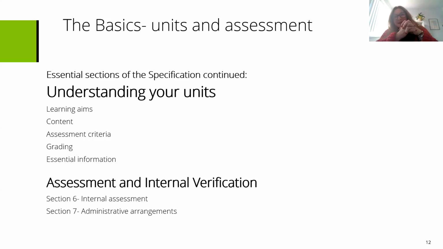So we've just had a little look at the specification, colleagues. We took a whistle-stop tour through the learning aims. Content, we looked at Unit 1. Assessment criteria, pass, merit, and distinction. Command words and grading, and then that essential information for assessment decisions. Ideas of which units fit nicely together, and ideas about transferable skills.